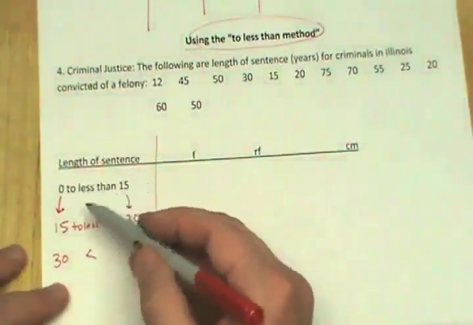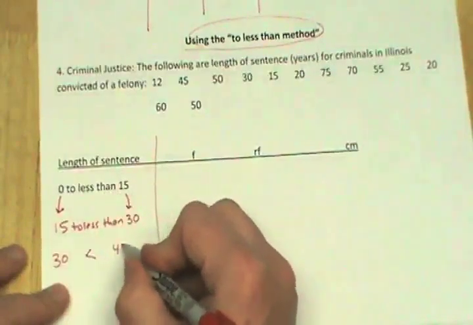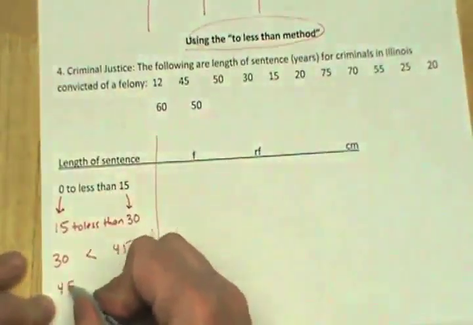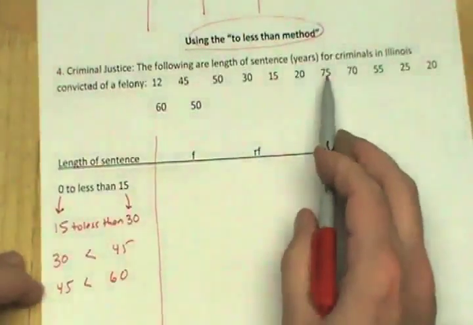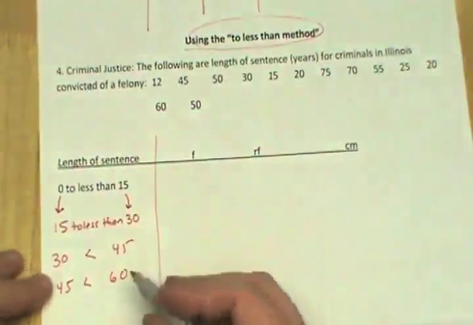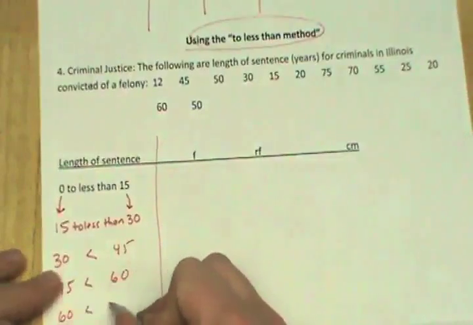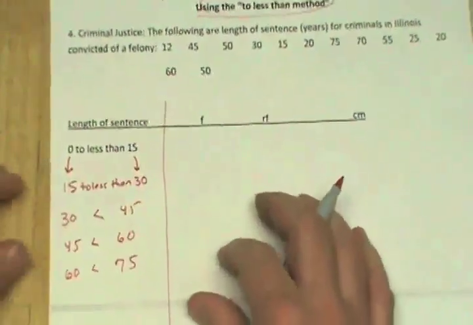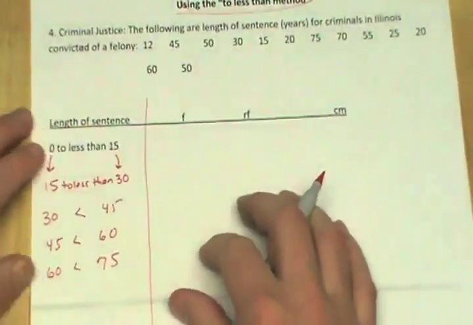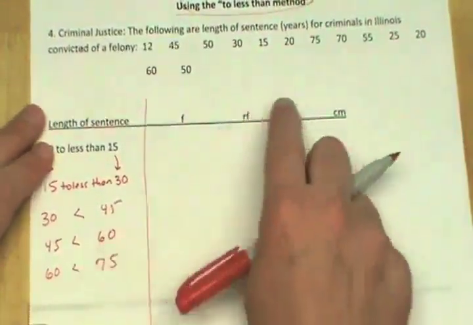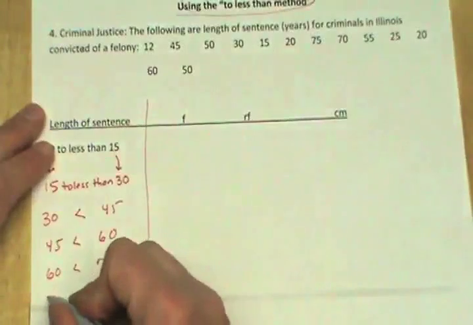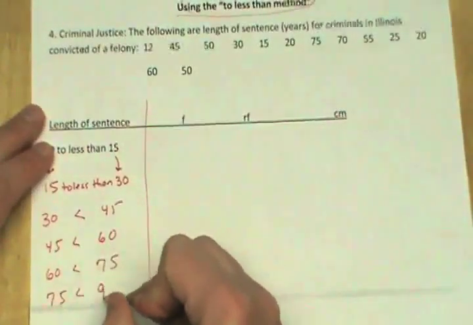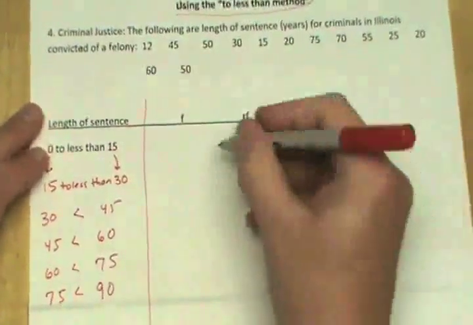So 0 to less than 15, 15 to less than 30, 30 to less than 45, and 45 to less than 60. I take a peek at my data. I notice I go all the way to 75. So I'm going to have to go 60 to less than 75. And I'm still not quite there because that's less than 75, and I have a 75, and it wouldn't be less than, so you actually have to create another one. And you'd have to go 75 to less than 90.